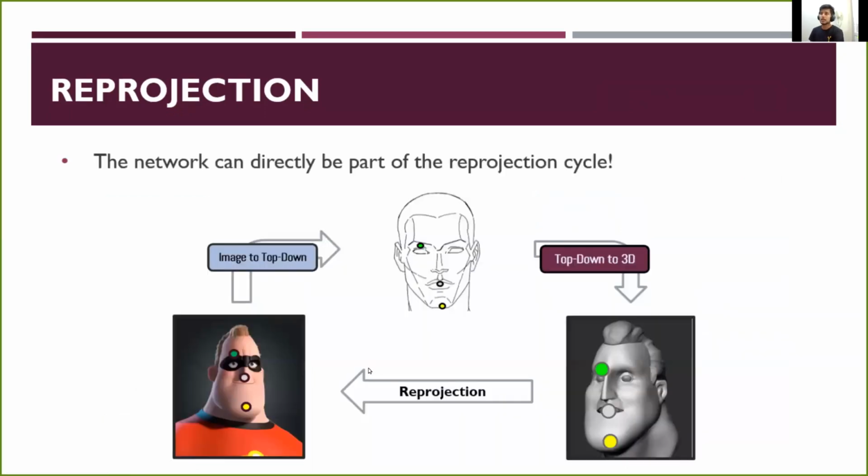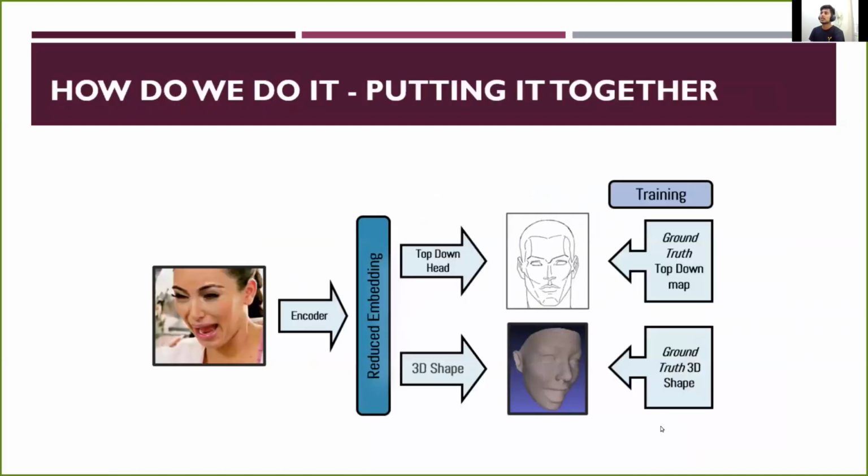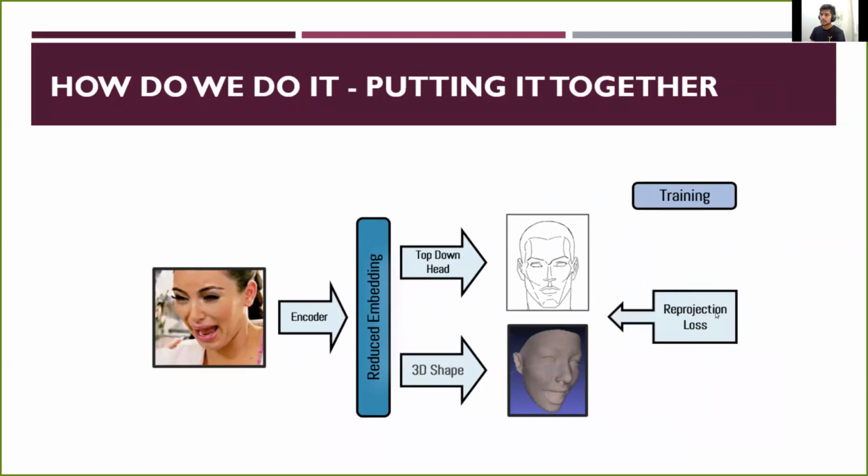This basically means our network can be a part of the reprojection cycle and can help us complete this. Now let's take a look at how this comes together. We can replace our original ground truth losses, our original supervision, with the loss made using the inconsistency in the reprojection segment. And that's how we perform learning without the need for ambiguities.